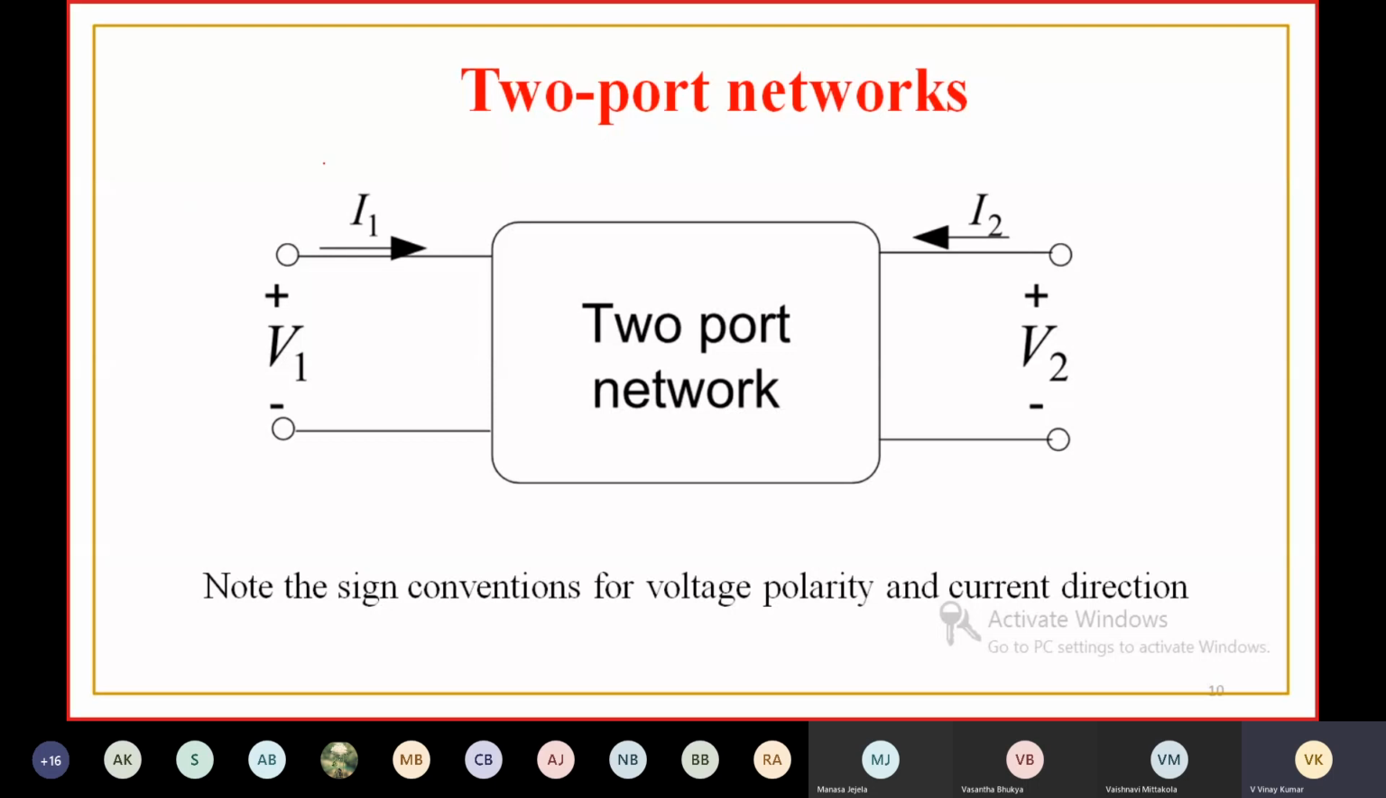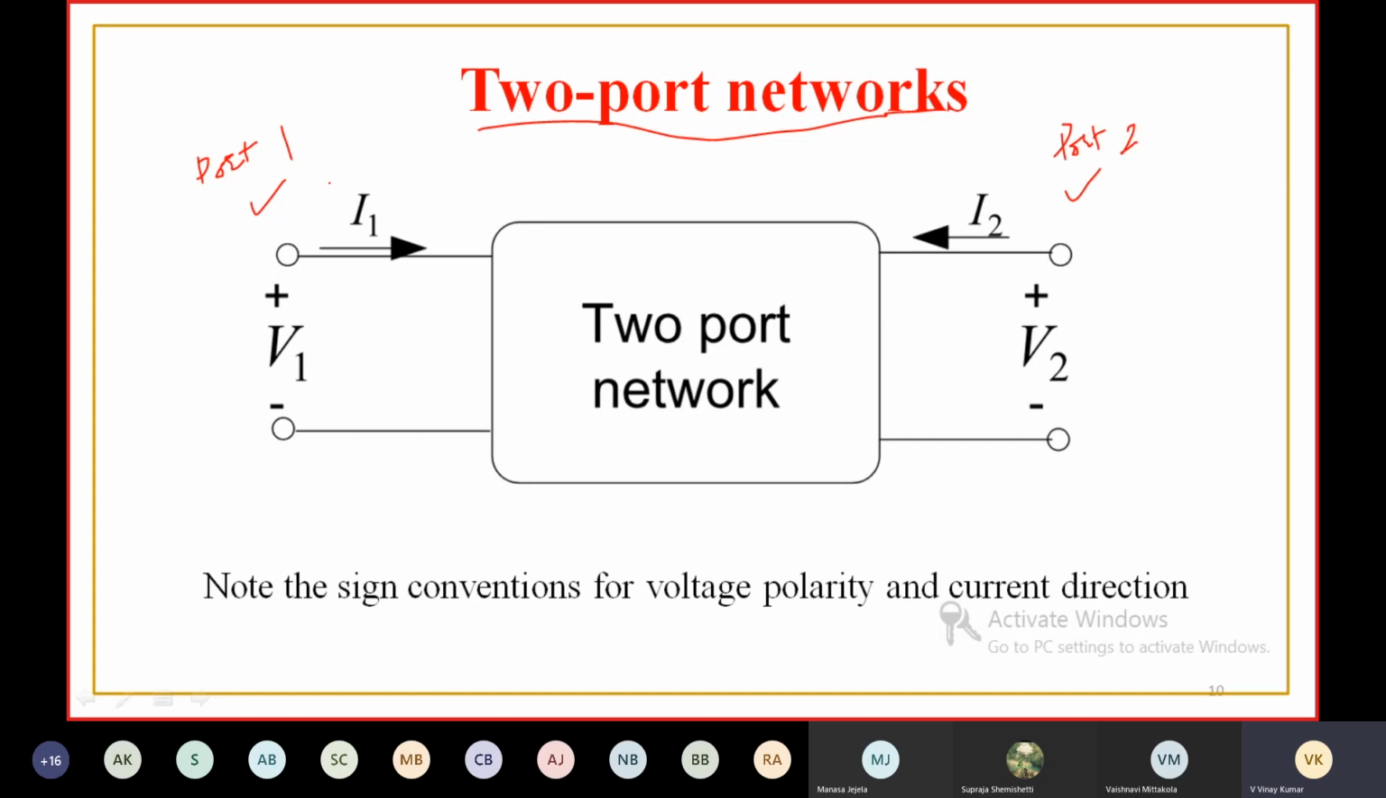Coming to two-port network. This is called a two-port network. Two-port network means the network is having two ports. This is port 1, this is port 2. If the network is having two ports, then the network is called a two-port network.